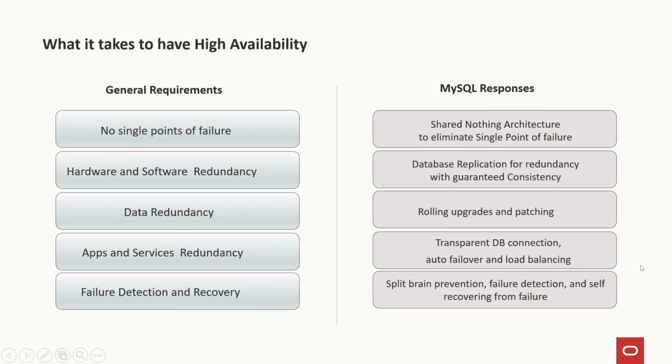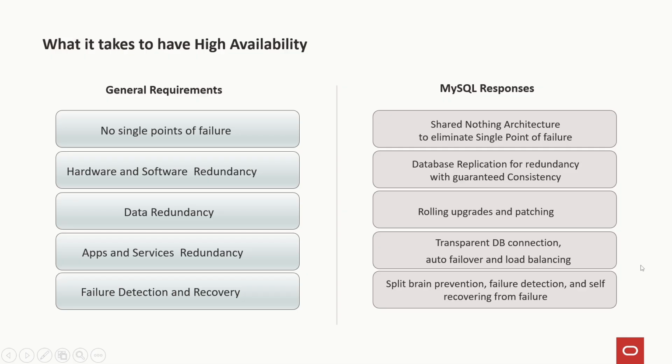So what does it take to have high availability? The general requirement is to always have redundancies, with no single point of failure. We need to have hardware and software redundancy. We need to have data redundancy. We need to have application and service redundancies, as well as a mechanism to do automatic failure detection and automatic recovery. How to recover from failures is also important. That's high availability.